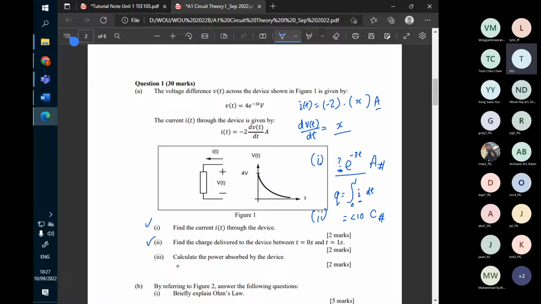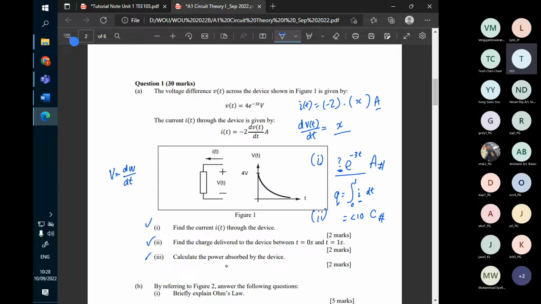Okay. And the last part is to find the power absorbed by the device. So just now we were struggling to differentiate between the power and energy. So this power is referred to the voltage times current, right? We are quite sure, because the voltage is the change of the energy, or change of the work over the change of the T, right? It's really hard to understand, really. Change of the work over the change of the T.